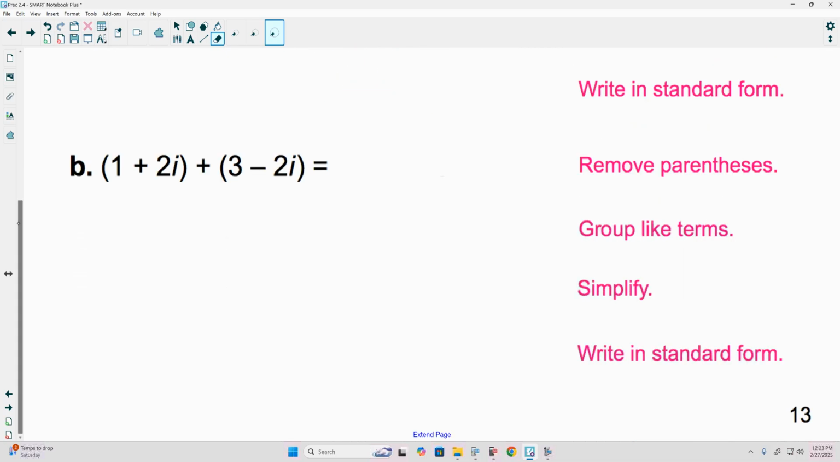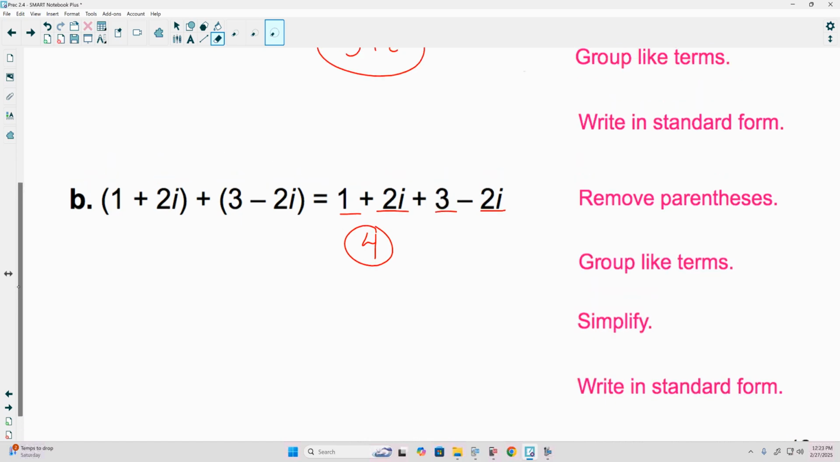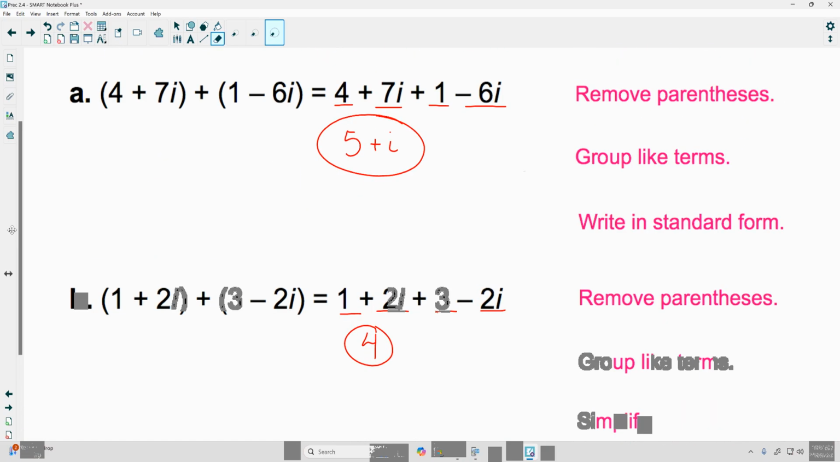1 plus 2i plus 3 minus 2i. Just like before, we can drop the parentheses and combine like terms. 1 plus 3 is 4. 2i plus negative 2i is 0. So it is just 4. Questions on these here?